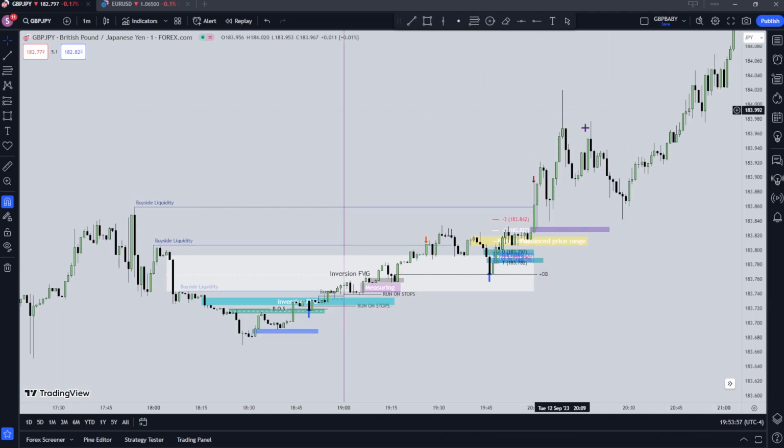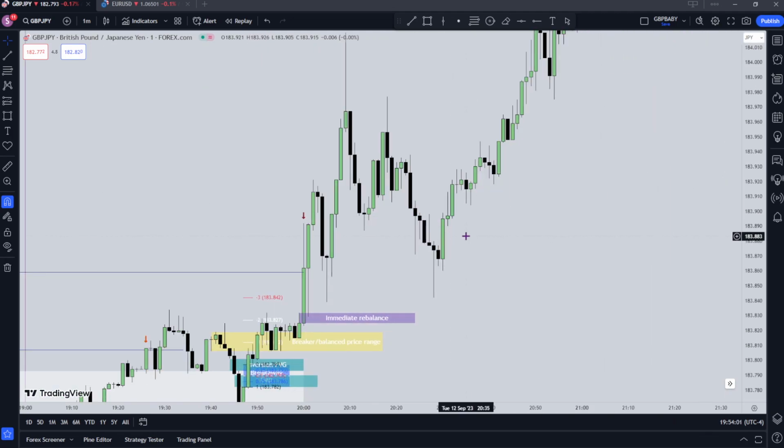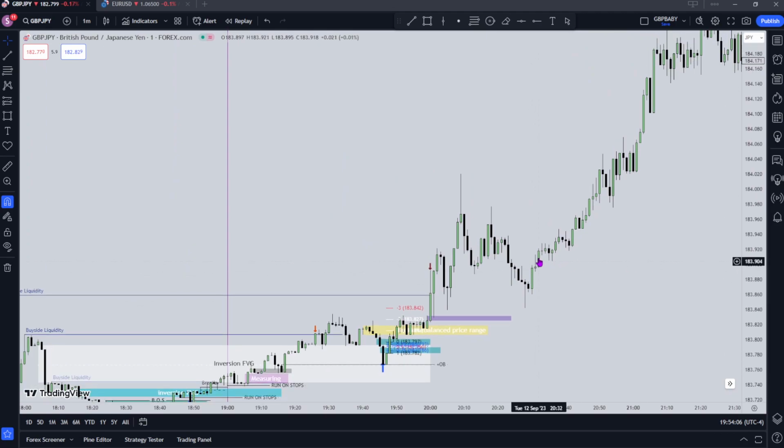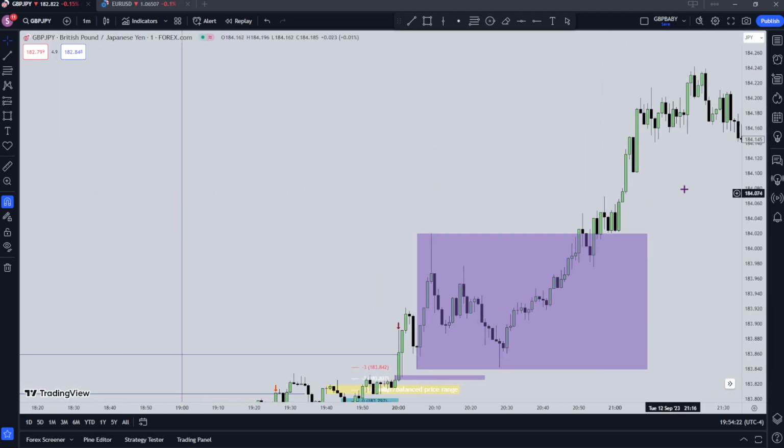So we let it consolidate, and then what happens after consolidation? Expansion. So where's our expansion? Where's our breaking market structure? Well, technically, I'm looking around here, but this whole range is consolidation until we break out of it, and then we find support on top of it. So from here to here, that's all consolidation until we break market structure, which is here, and then we expand.